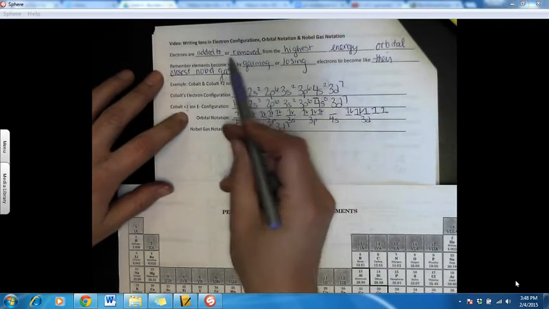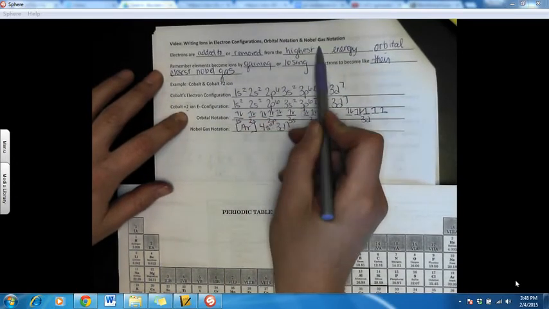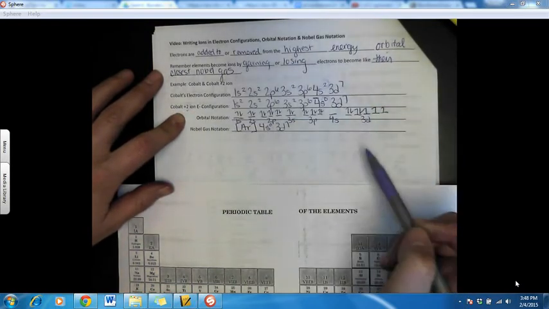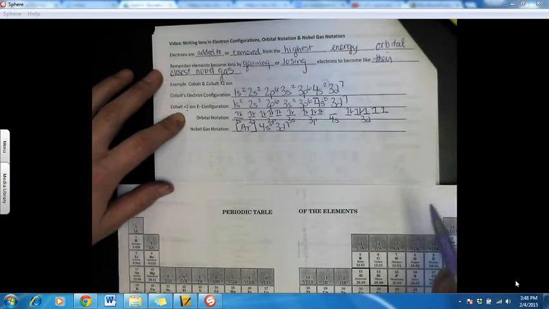Okay? And that's how we're going to write ions in electron configurations, orbital notations, and noble gas notations. Now, if this had a negative charge, we'd be adding to our highest energy orbital. Okay? But same idea.